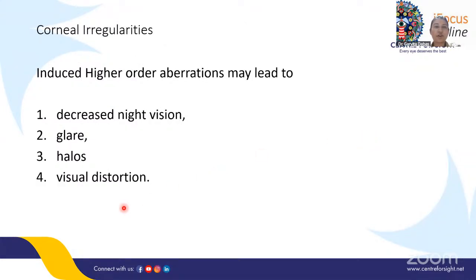Last point, corneal irregularities. As we all know, higher order aberrations may be induced post refractive surgery, which can lead to decreased night vision, glare, halos, and visual distortions. This can lead to patient disappointment post refractive surgeries.